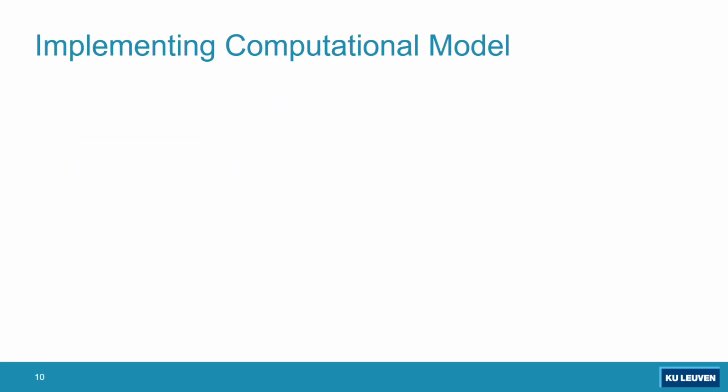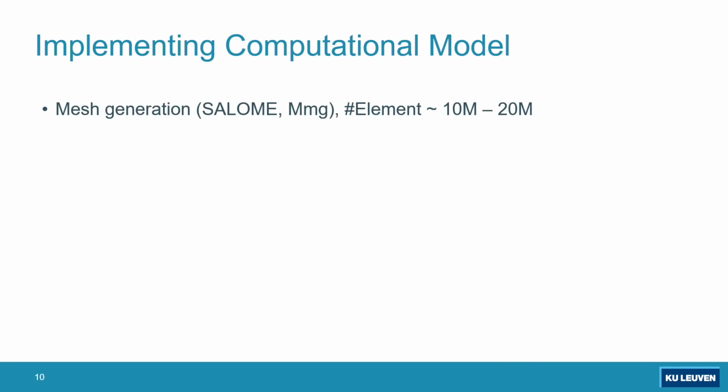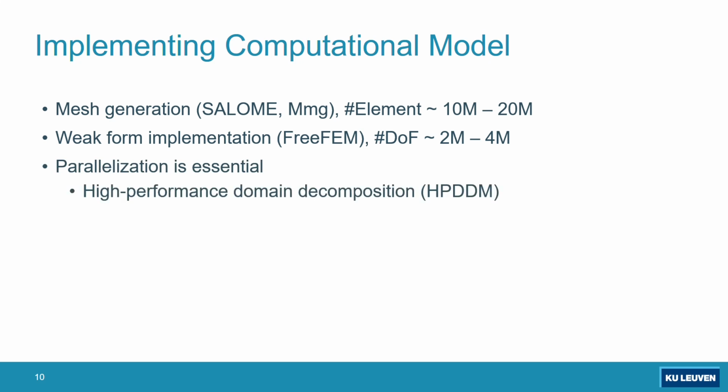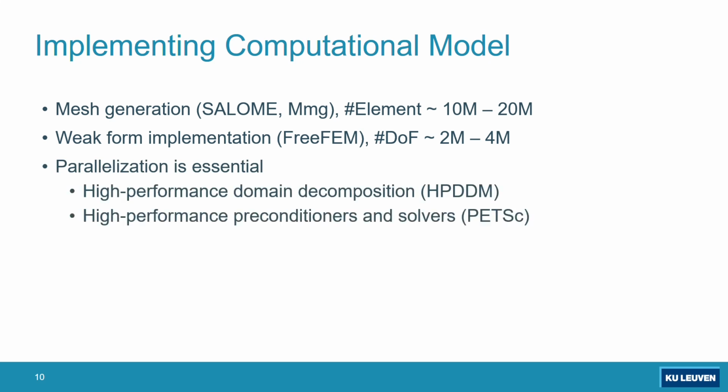And then to implement it, we use a set of tools for mesh generation. The typical mesh, because we refine the mesh on the interface, is usually around 20 million elements. For the weak formulation, the degrees of freedom for each equation, as I said we have usually 8-9 equations, is around 4 million. So parallelization is crucial. For parallelization, we use high performance domain decomposition as well as high performance preconditioning and solvers available in PETSc to increase the performance, and also parallel I/O and post-processing.